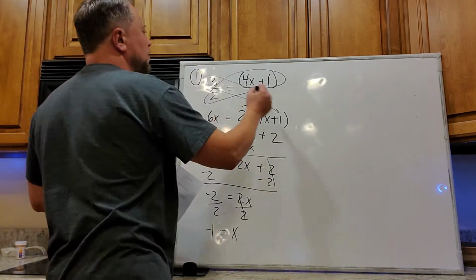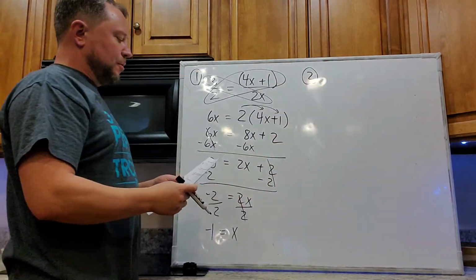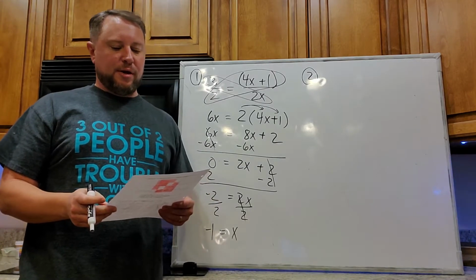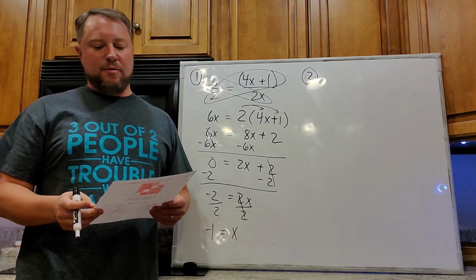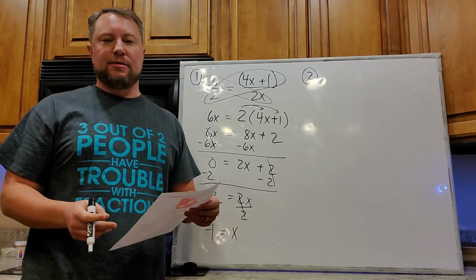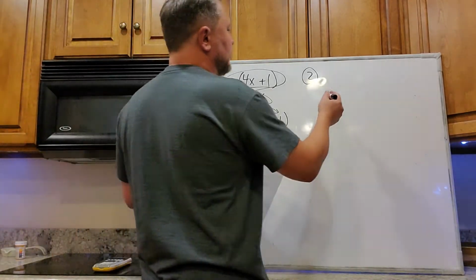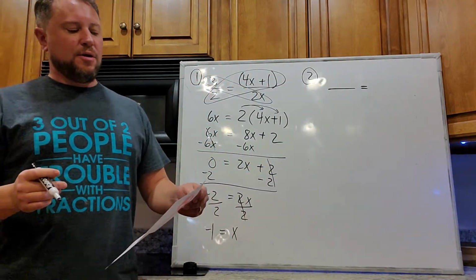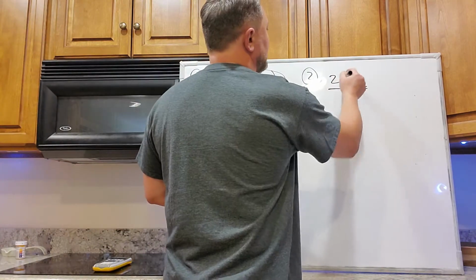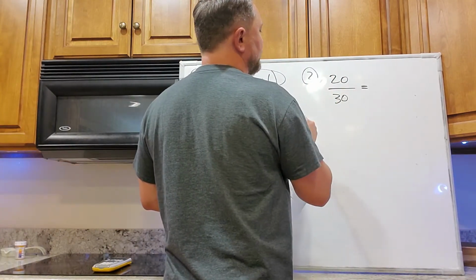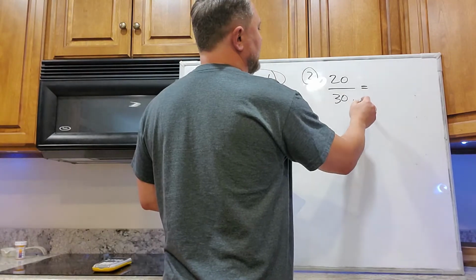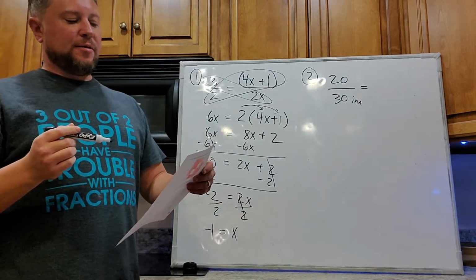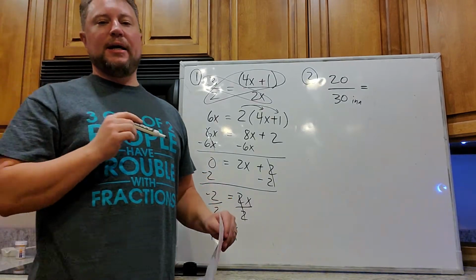Alright, so that was problem number 1. Problem number 2: a pitcher allowed 20 earned runs in 30 innings. At this rate, how many runs would the pitcher allow in 9 innings? Okay, so they're establishing a ratio there. They said a pitcher allows 20 earned runs in 30 innings pitched. So this is the innings down here. So at this rate, how many runs would the pitcher allow in 9 innings?